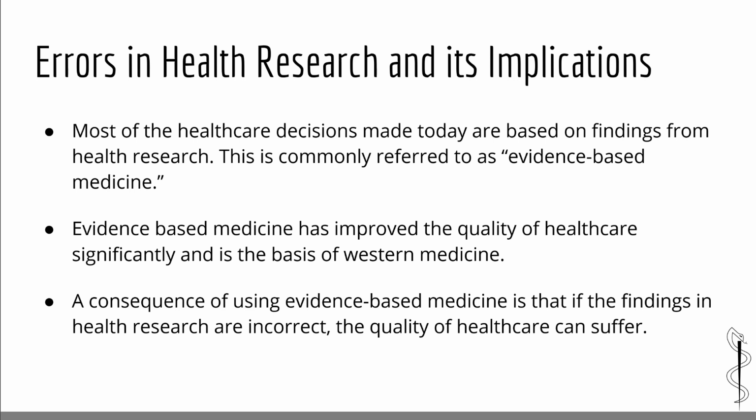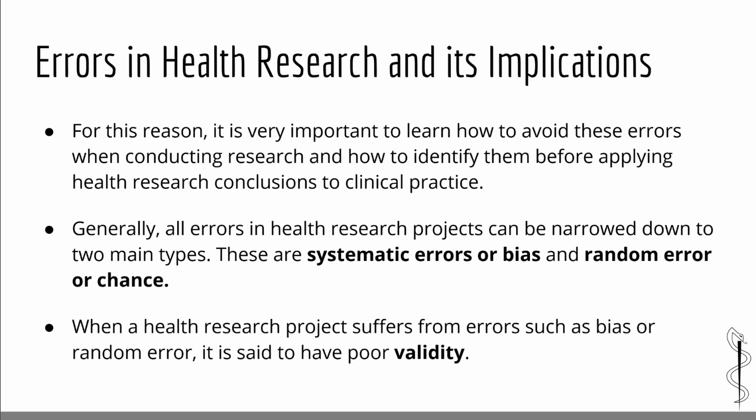Generally, one study is not enough to make changes in clinical practice. However, if many studies are consistently incorrect about the conclusions they make, then this can become a problem. For this reason, it is very important to learn how to avoid these errors when conducting research and how to identify them before applying their conclusions to clinical practice. Generally, all errors in health research projects can be narrowed down to two main types. These are systematic errors, also known as bias, and random error, also known as chance.